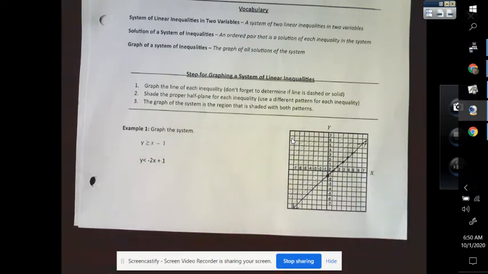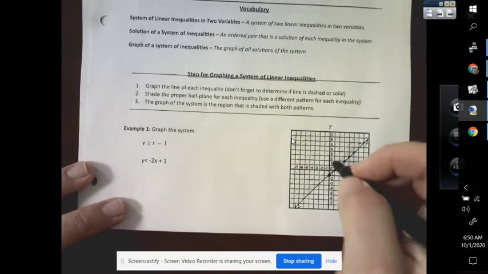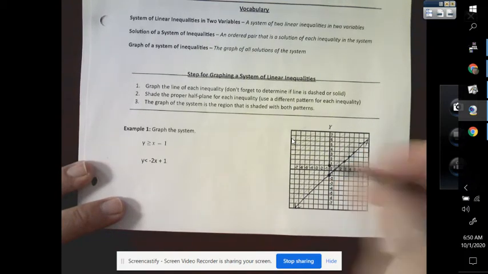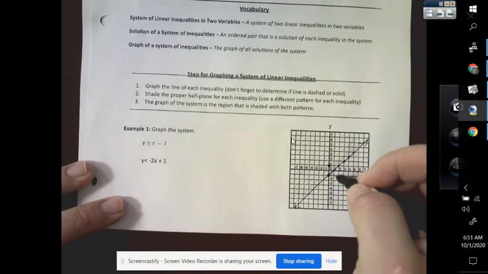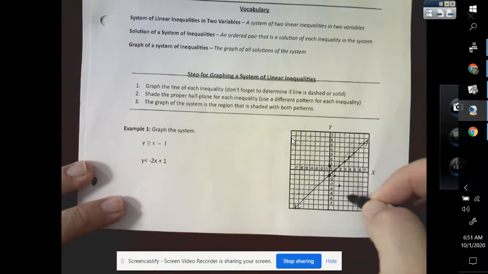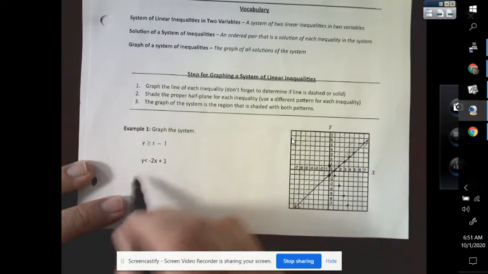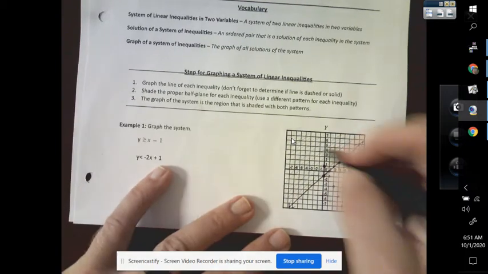Okay. My second graph, y equals -2x plus 1. So my y-intercept is at plus 1. I'm going down 2 over 1, down 2 over 1, down 2 over 1. Okay. Since this is less than, I'm going to do a dashed line.